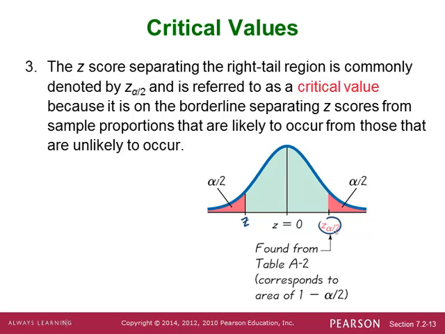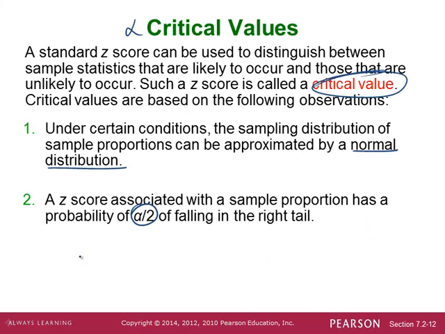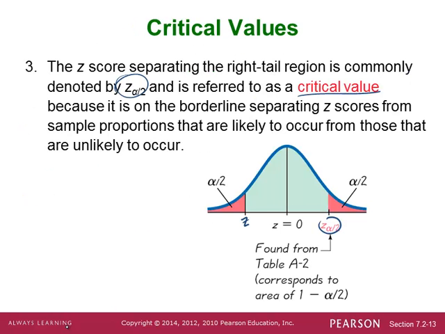Now, a little bit of notation. When we see z sub alpha over 2, that means we have a critical value associated with alpha over 2 in the tail. Again, z sub alpha over 2 is actually called the critical value. Alpha is not the critical value. But the z-score that's associated with alpha or alpha over 2 is the critical value. A critical value is a value of a random variable which separates the likely from the unlikely observations.